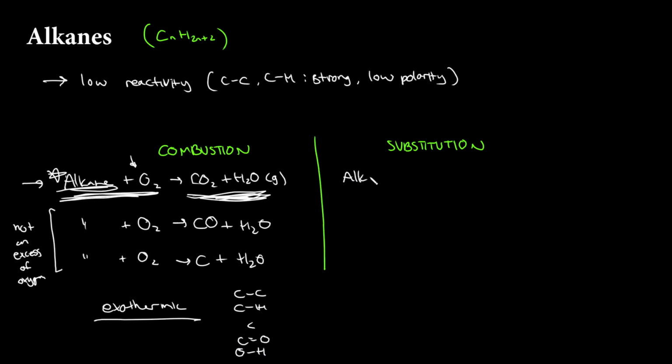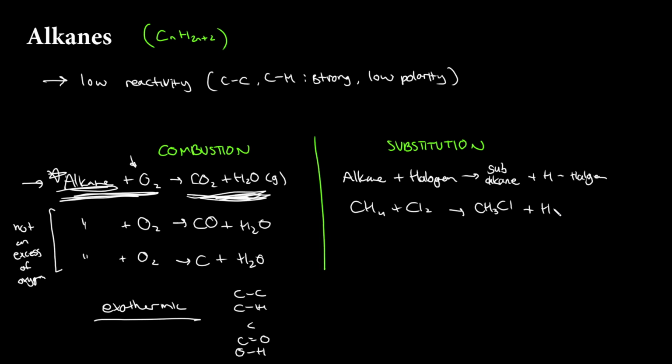Basically, what happens in substitution reactions is that there's an alkane with a halogen, and this turns into a substituted alkane and a hydrogen bonded with a halogen. So an example of this would be methane reacting with chlorine in order to create a chloromethane, like this, and then a hydrogen chloride.